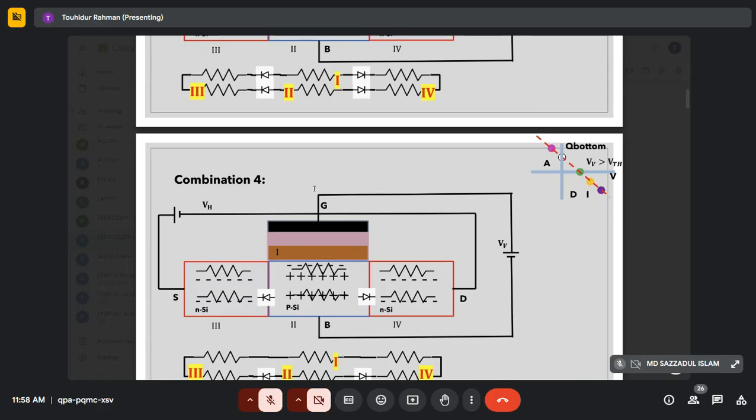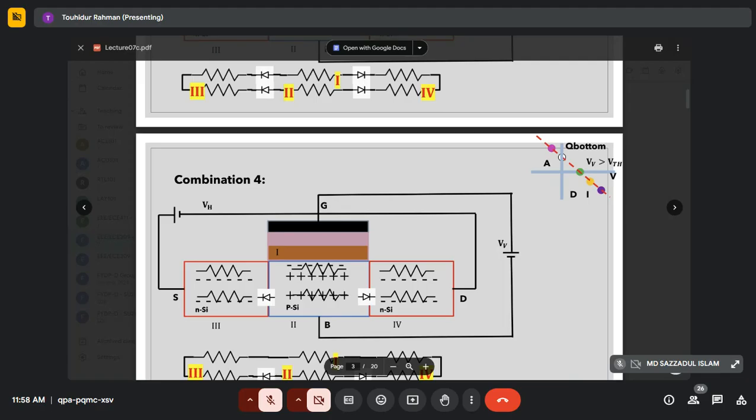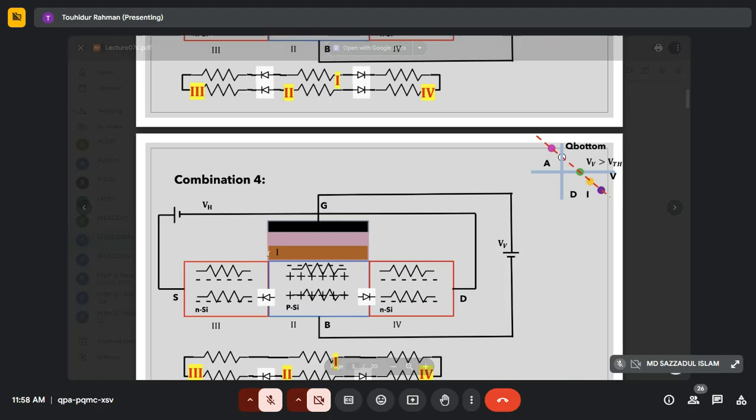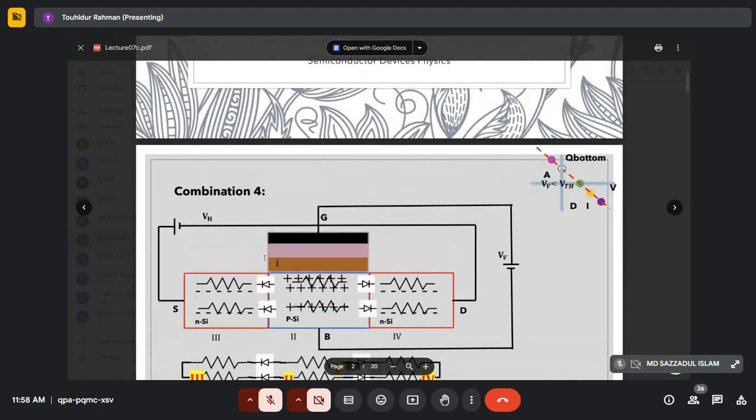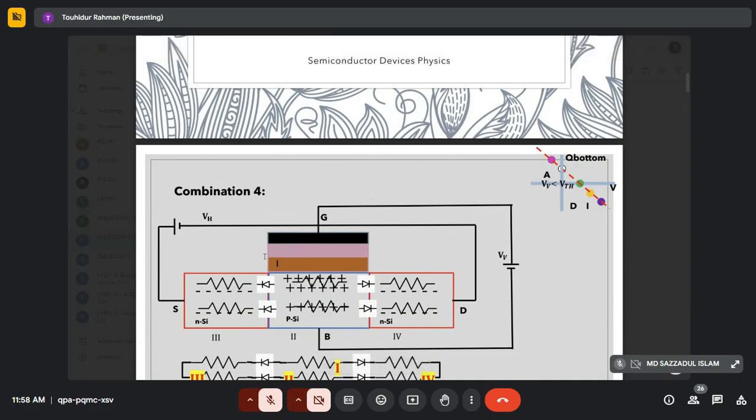Sir, you said that in PMOSFET everything will be identical. So the charge distribution will also remain the same, right? Right. But the only thing that will change is the polarity. Okay, sir. So the opposite of N silicon is P silicon. The opposite of negative charge is positive charge, and vice versa.